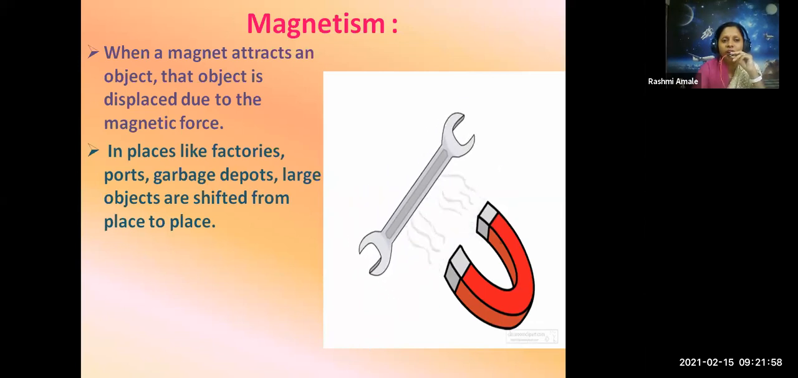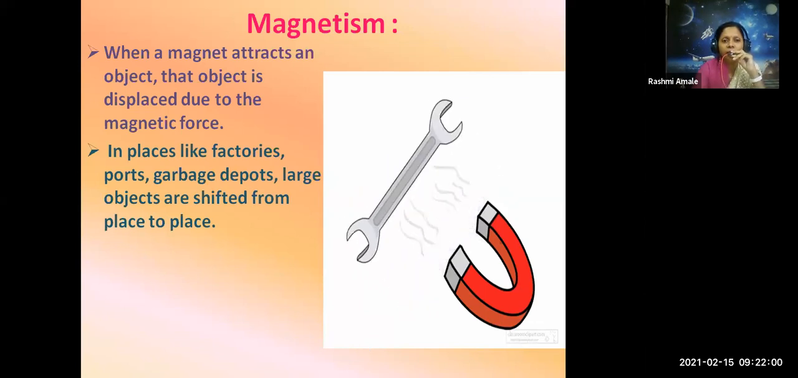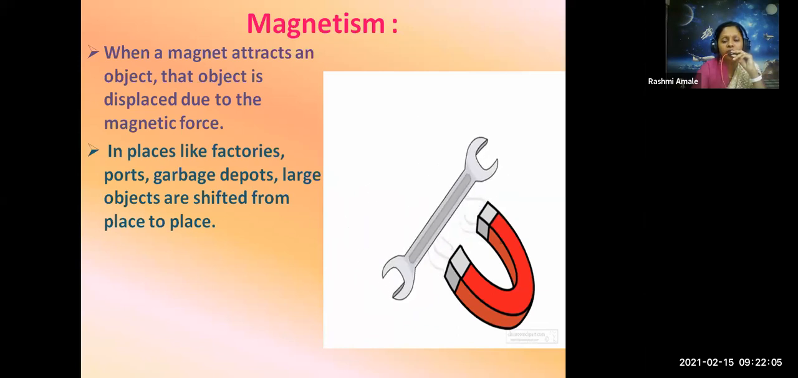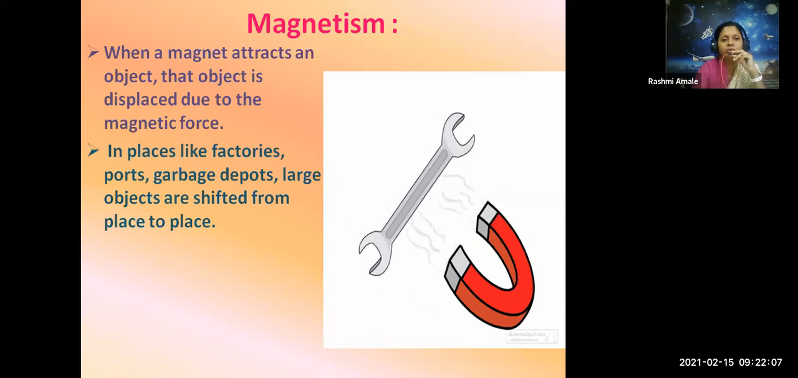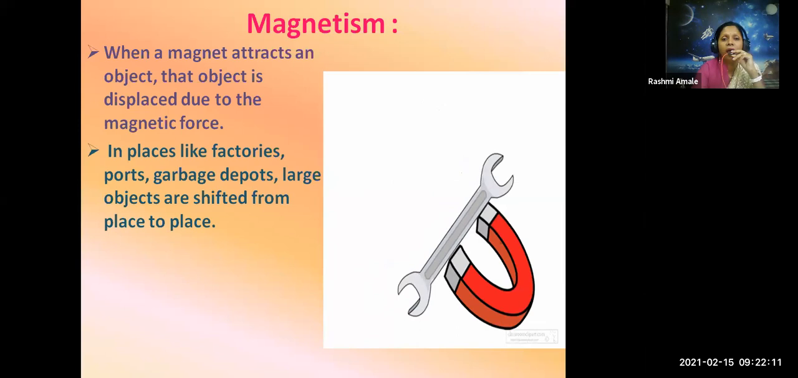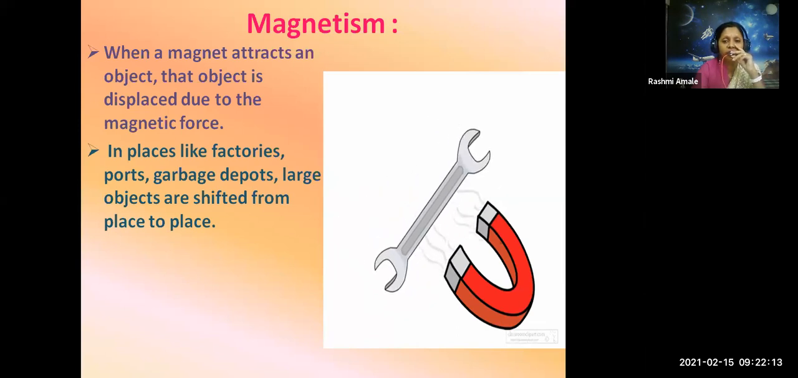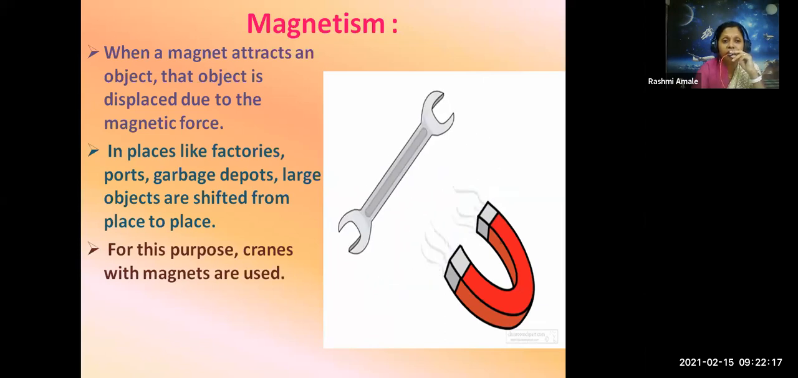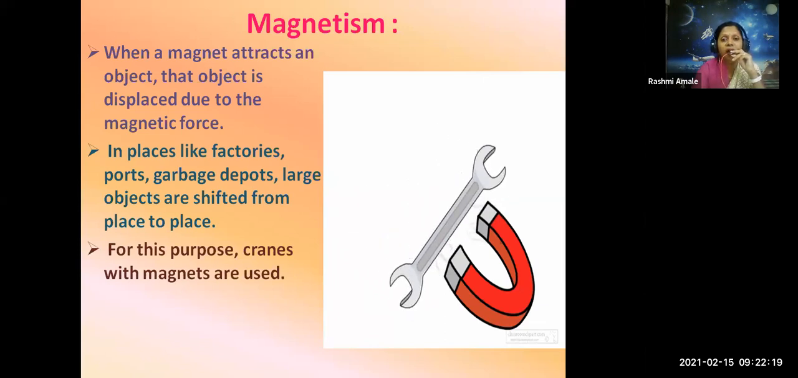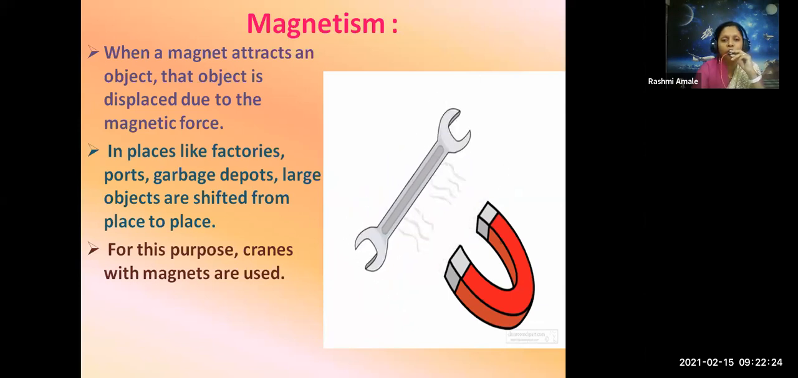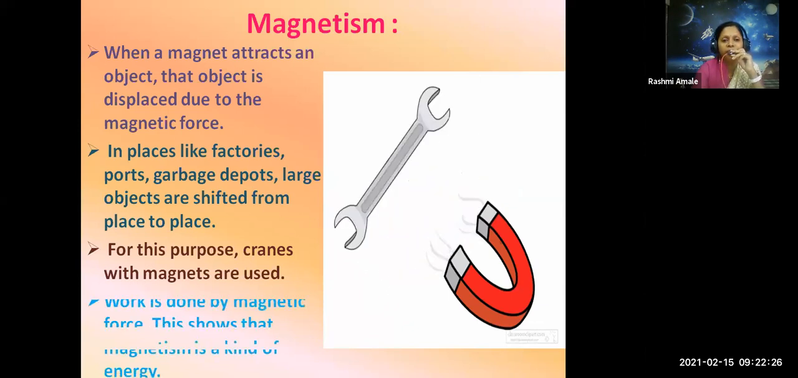In places like factories, ports, garbage depots, large objects are shifted from place to place. So this property of magnetic force is used in these different places like factories and garbage depots, where large objects are shifted from one place to another place. For this purpose, cranes with magnets are used. I am going to show you a crane in the next picture.